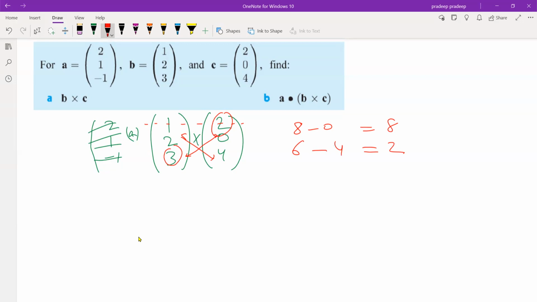And at the end for the z component, ignore the z component. So 2 multiplied by 2, which will give you 4. Or rather, sorry, 1 into 0. We start from this.